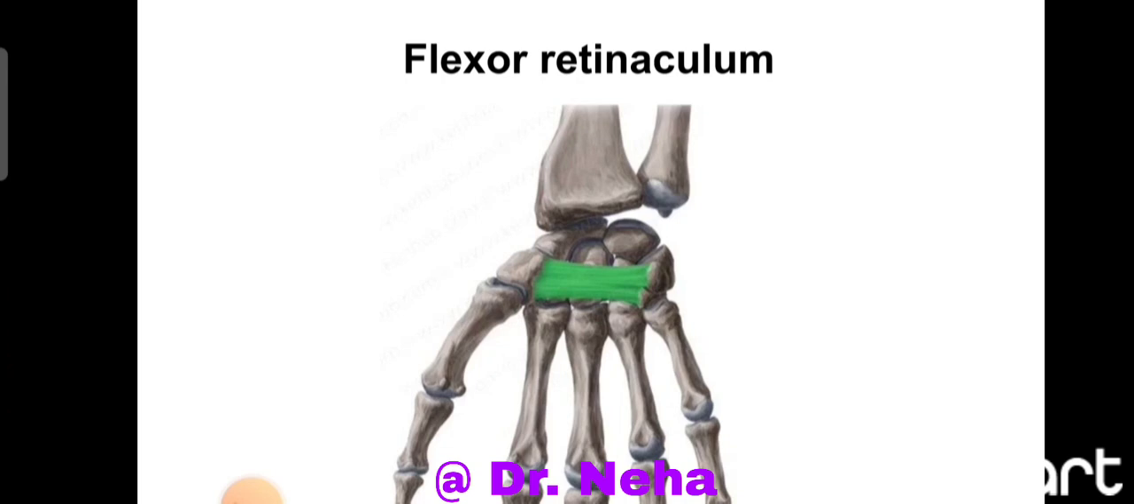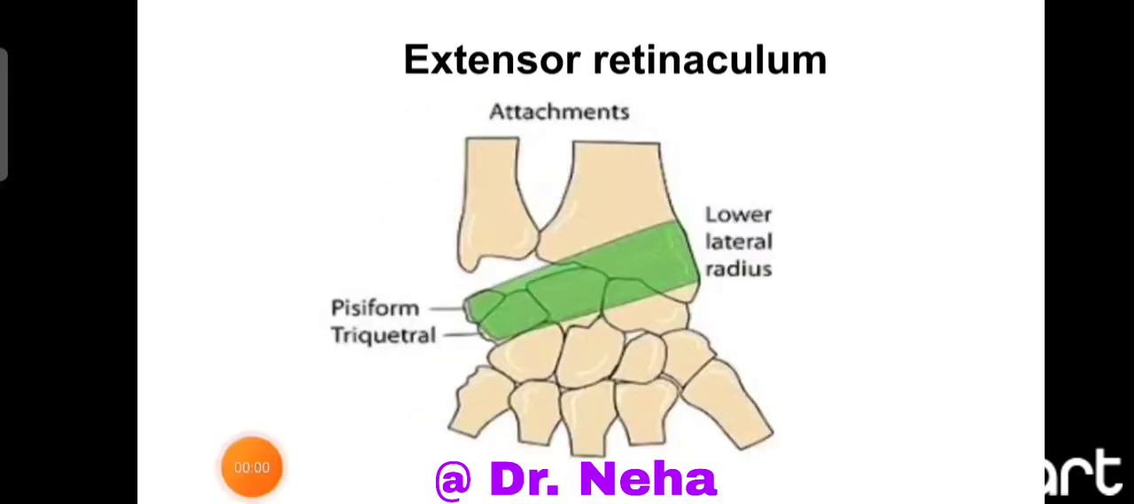Then we have the flexor retinaculum. This flexor retinaculum is attached on the lateral side to the scaphoid and the trapezium bones, and medially it is attached to the hamate and the pisiform. Then this is the extensor retinaculum. Laterally it is attached to the anterior border of the lower end of radius and medially it is attaching over the pisiform and the triquetral bones.